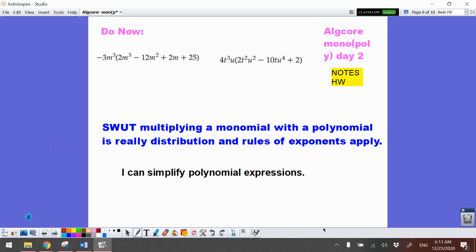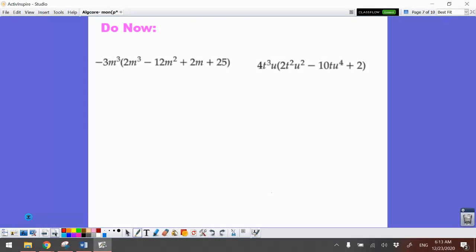Okay, so today we're going to be looking at monomials times polynomials again, and we're going to be looking at them with a few more variables. Go ahead and make sure your Desmos Scientific Calculator is open in case you need it, and go ahead and start working on these two problems. I will catch up with you in just a minute.